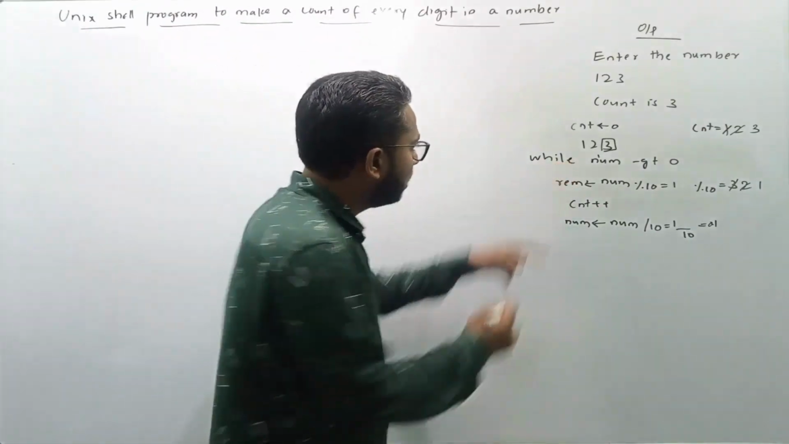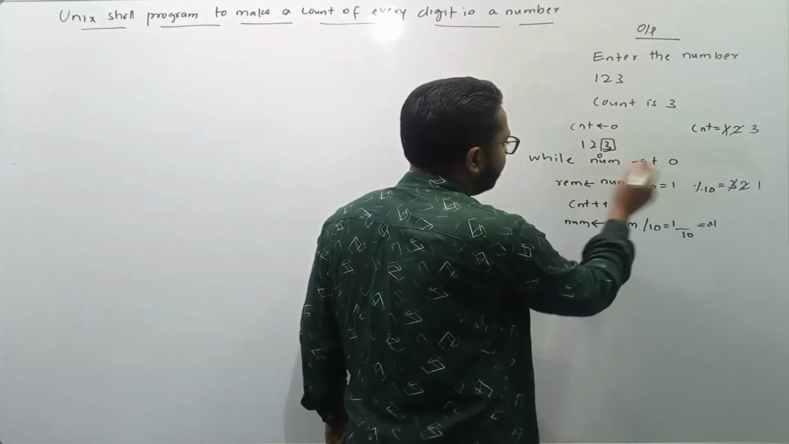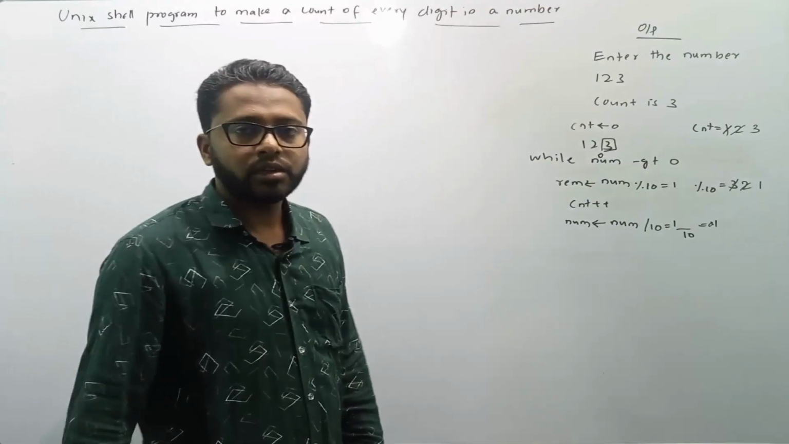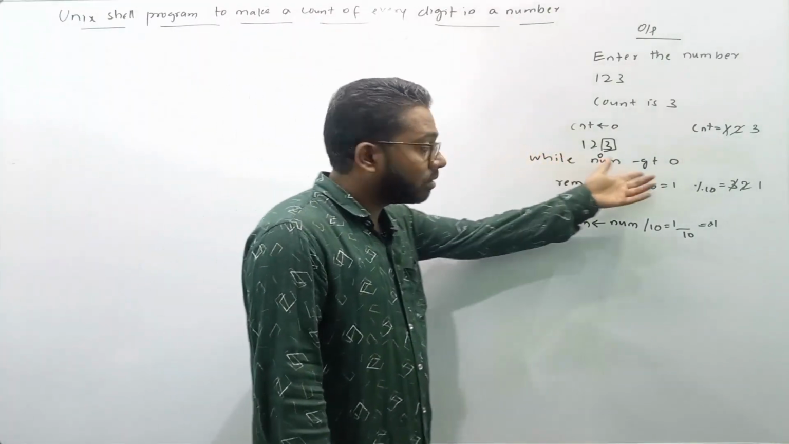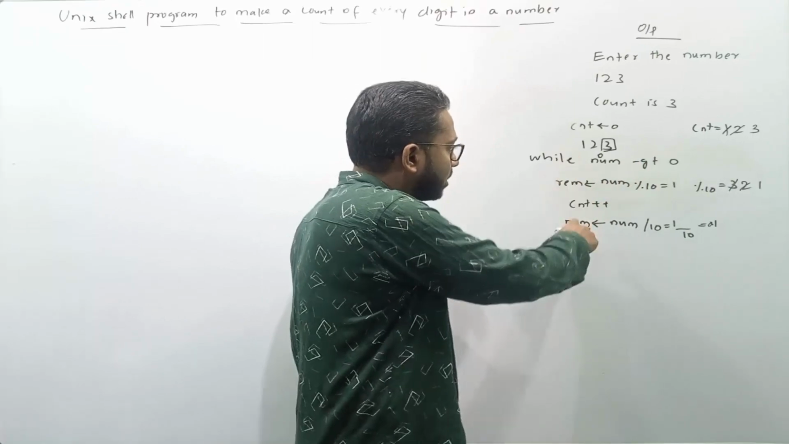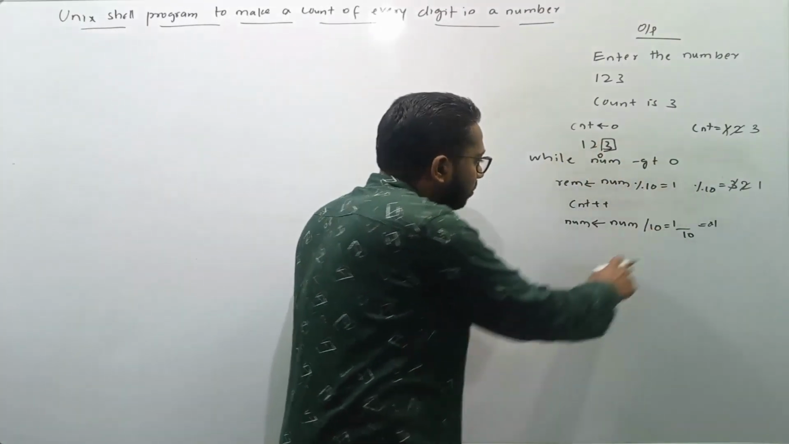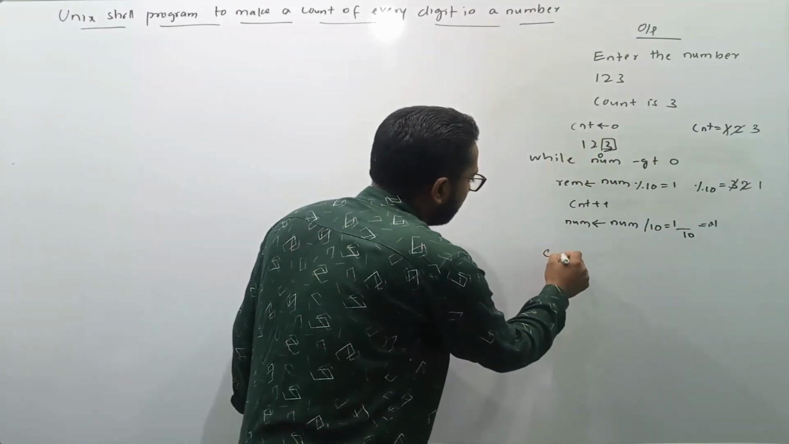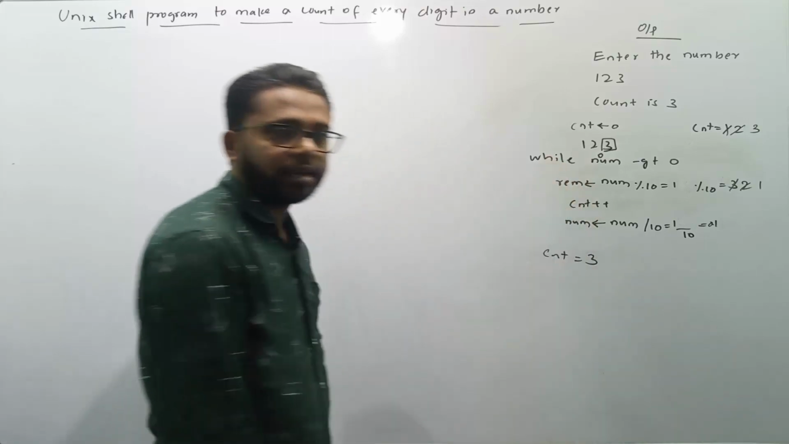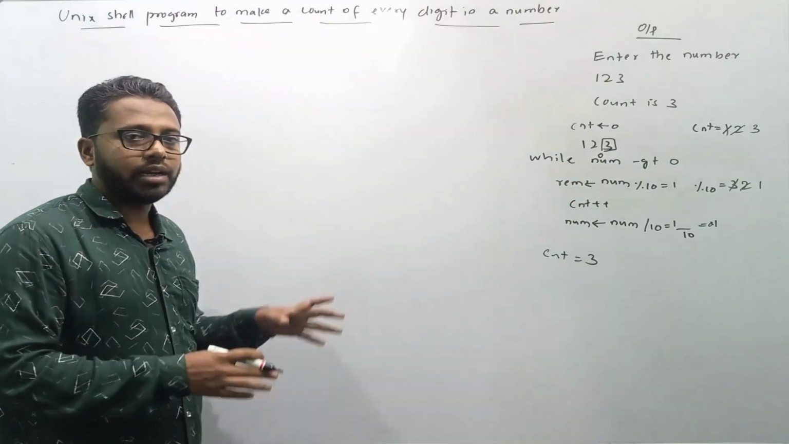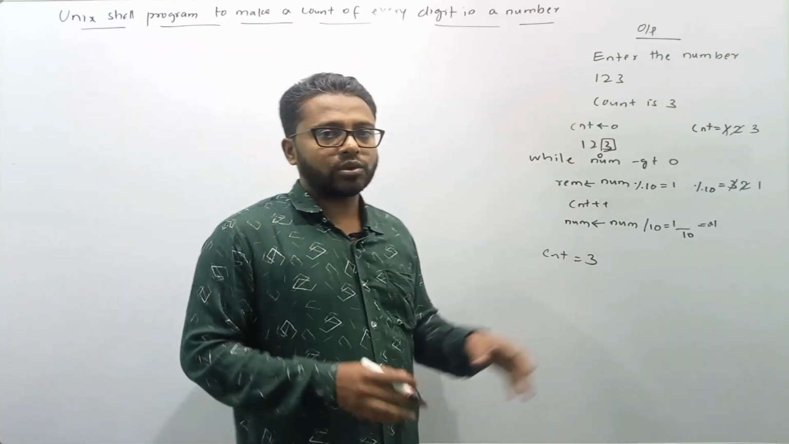Control goes back to while where the value of num gets checked. Is 0 greater than 0? No, the condition becomes false. That's why control will not come inside the while loop. Control comes out from the while loop to print the value of count, which is 3. So this is the logic behind finding out the count of each and every digit of a number.